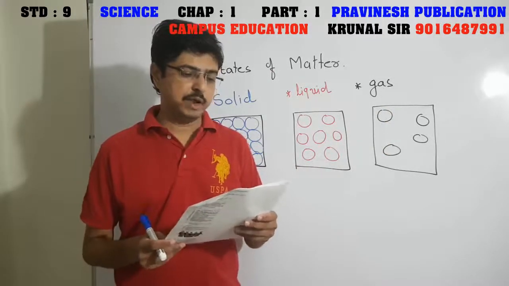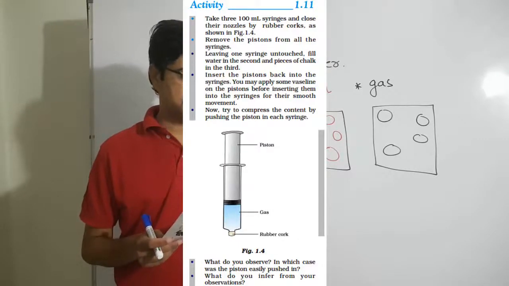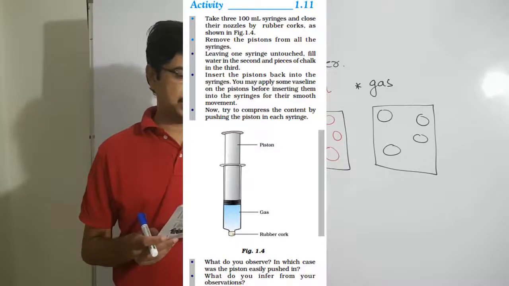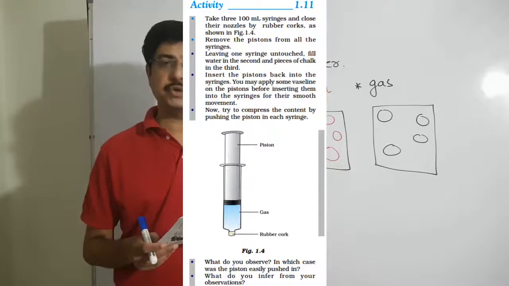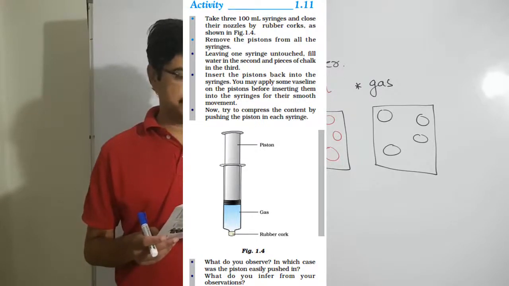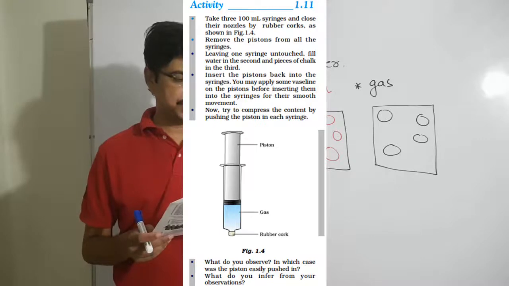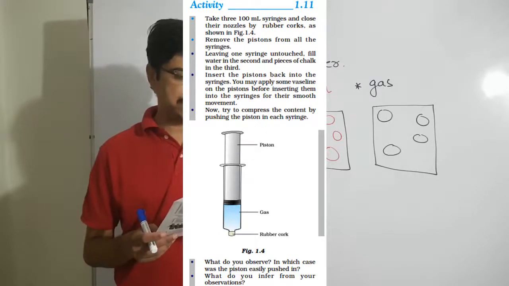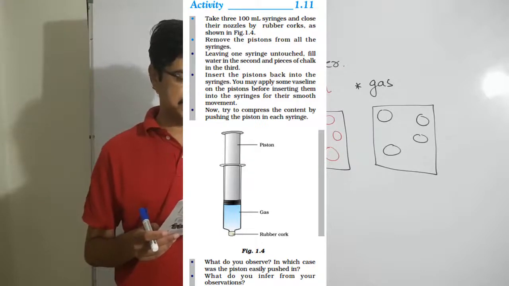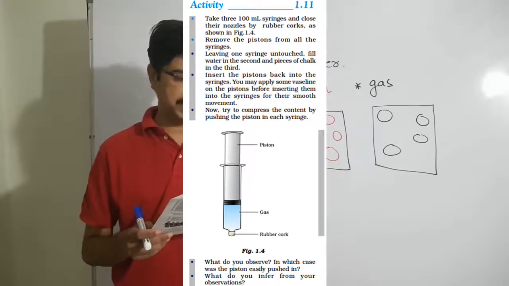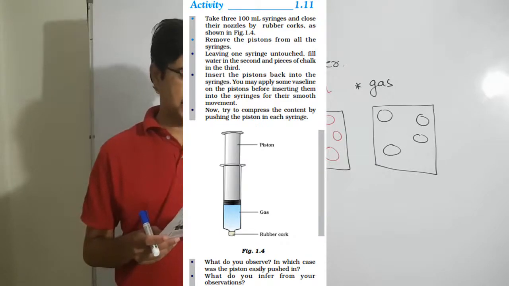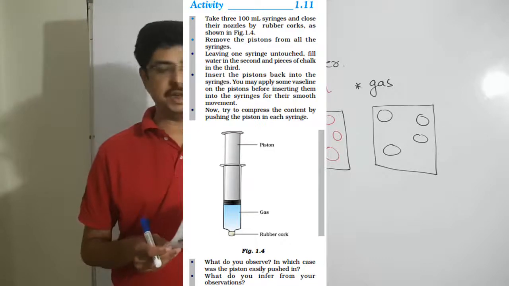Now in activity 1.11, take 300 ml syringes and close their nozzles with rubber corks as shown in the figure. Remove the pistons from all the syringes, leave one syringe untouched, fill water in the second and pieces of chalk in the third. Insert the pistons back into the syringes. You may apply some Vaseline on the pistons before inserting them for their smooth movement. Now try to compress the contents by pushing the pistons in each syringe.